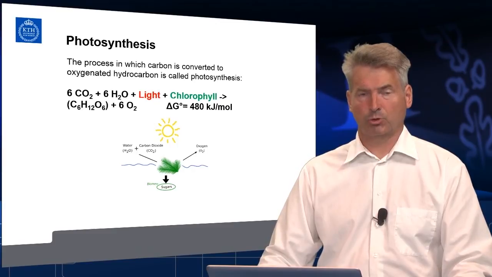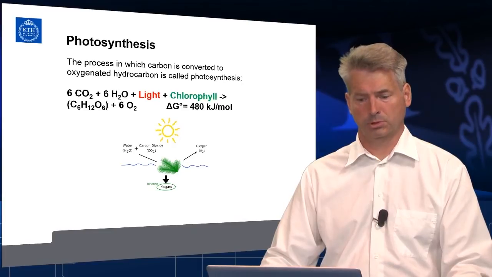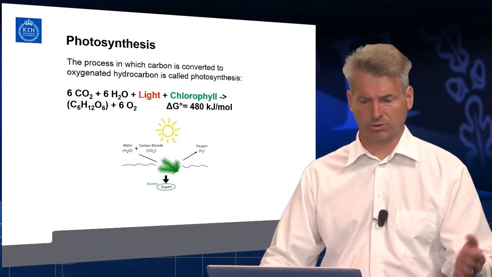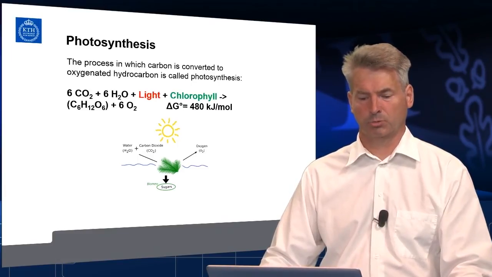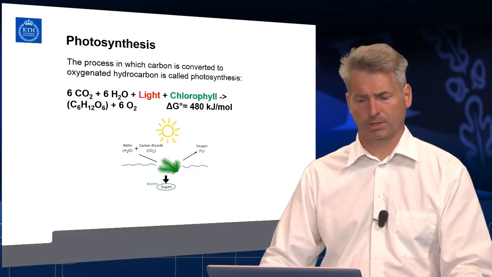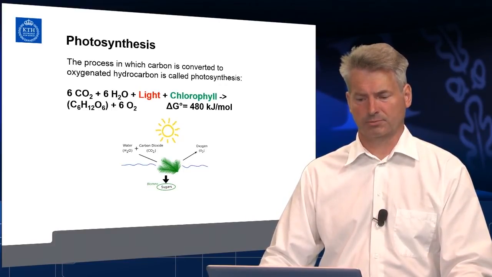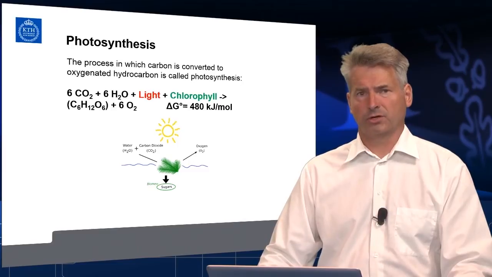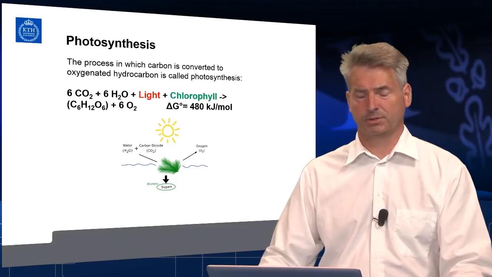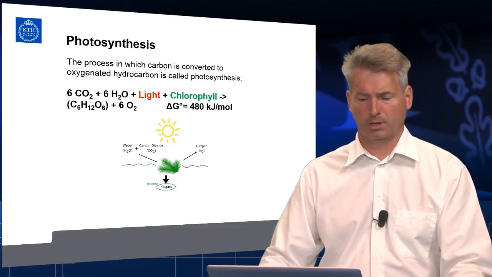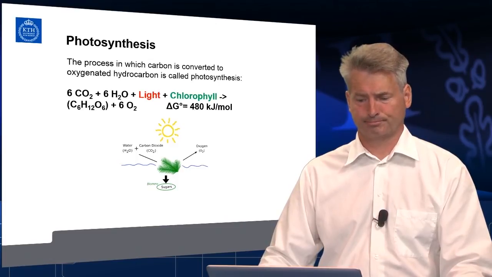So carbon dioxide in the air, and water taken from the ground or also from the air as rain, are transformed to monosaccharides, sugar, by means of the light from the sun. The chlorophyll in the leaves is used as a catalyst in this reaction. And we also have a production of oxygen.